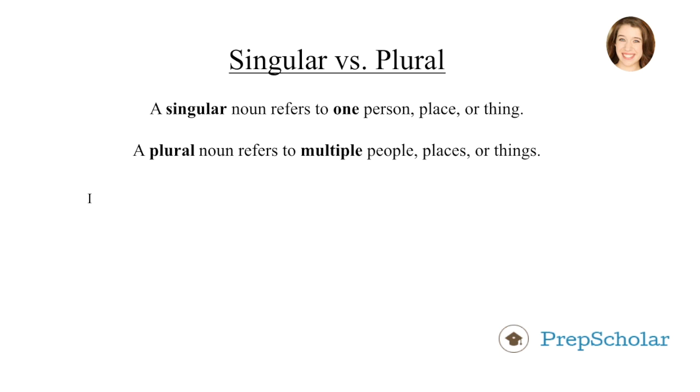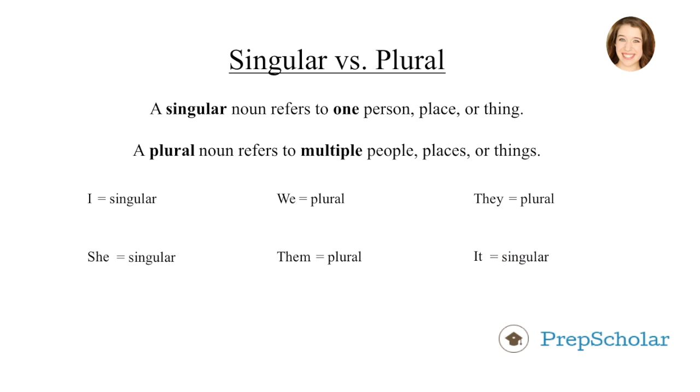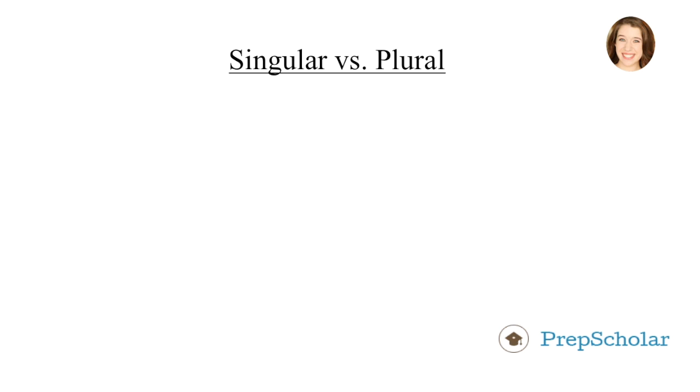First, we've got I, refers to one thing, so it's singular. We refers to multiple people, so it's plural. They, multiple people, plural. She, just one person, singular. Them, that's more than one person, so it's plural. And it, just one thing, so it's singular. These are some common singular and plural pronouns that will pop up lots and lots, so it's important to make sure you're familiar with them.